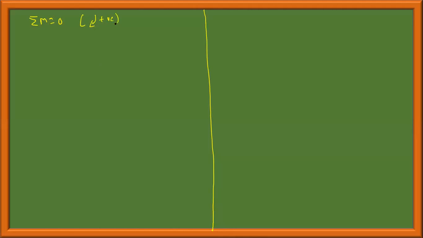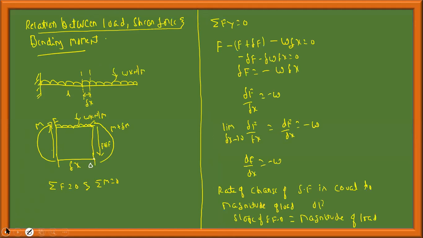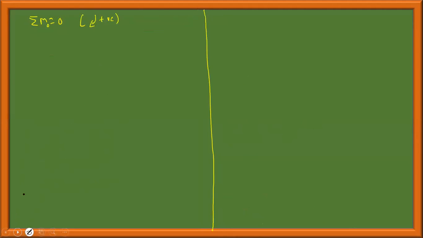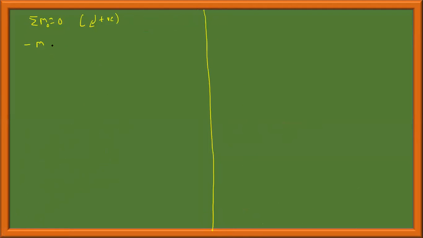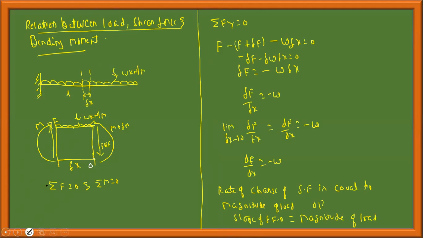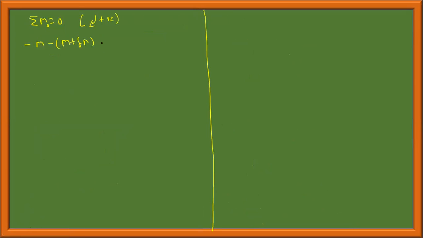I'll assume that clockwise moment is positive. Okay, summation of moment at point 2, I'm considering. This is anti-clockwise moment. Therefore, minus M, and this is also anti-clockwise, minus M plus delta M. This force F into perpendicular distance x is causing a clockwise moment. Let me write it as plus F into delta x.